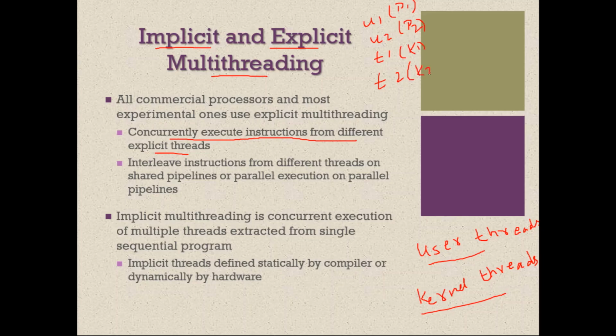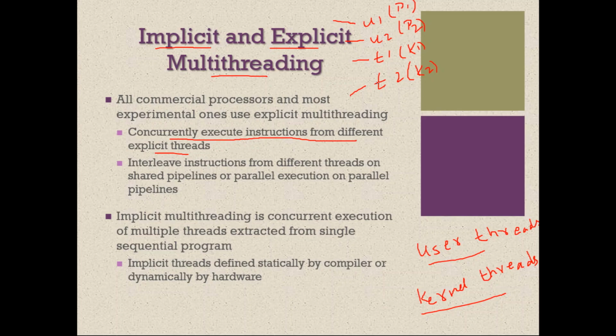Now, if the processor is switching between these threads, then such multi-threading is called explicit multi-threading. That is, the processor concurrently executes instructions from different explicit threads. Repeating: first, for a few milliseconds it is executing threads belonging to P1, then threads belonging to P2, then threads belonging to K1, and then threads belonging to K2. So that is called explicit multi-threading.